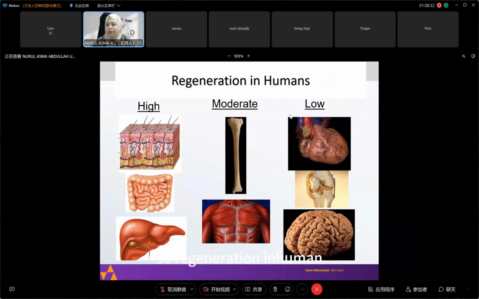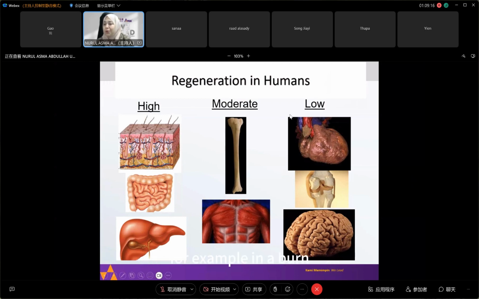So regeneration in humans: at the moment there are a number of reported studies, and also some countries have already approved cell therapy using stem cells for their patients. So we are able to regenerate various types of tissue. The most commonly used regeneration procedure is for the skin. This one is the simplest.